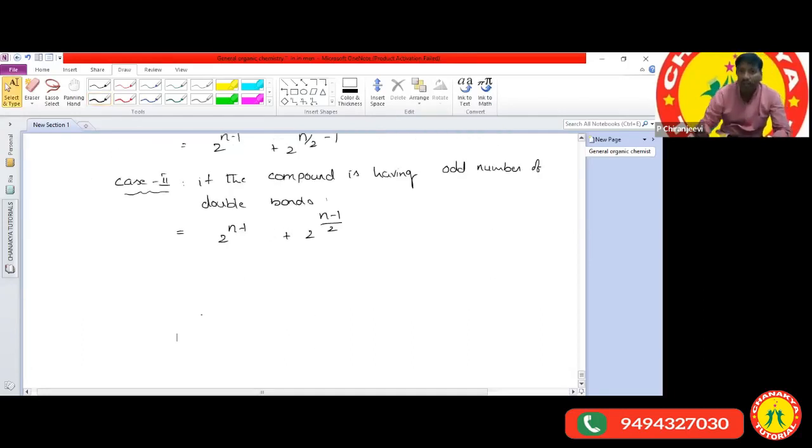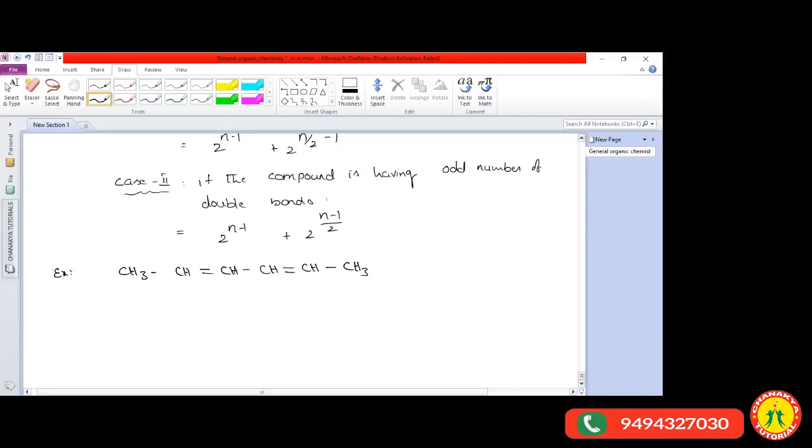First, I am giving one example. What is the example here? CH3, CH double bond, CH, CH double bond, CH, CH3. Now, can you calculate the total number of geometrical isomers for the given compound? How much will you get?